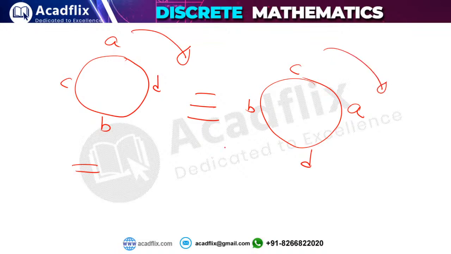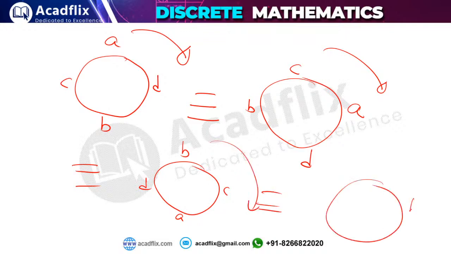Similarly, you can rotate this again. Then what will you get? You will get A, D, B, C. He is saying that this arrangement is same as this arrangement. Now again you can rotate here. Then what will you get? You will get B, C, D, A. He is saying that this arrangement is same as this arrangement, is same as this arrangement, is same as this arrangement. Now if you again rotate it, then you will get this arrangement. He is saying that all these 4 arrangements are same. So basically you need to find how many different arrangements are there.